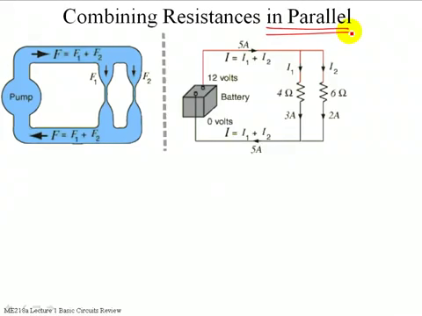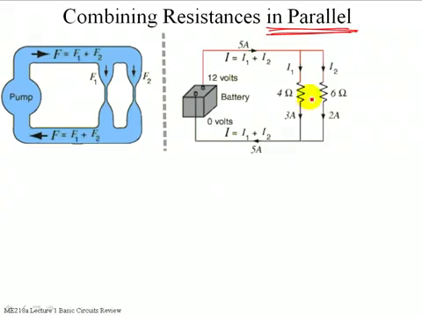Exactly. For two things to be in parallel, the same voltage has to appear across both of those elements. And so that's the basic requirement for two devices to be considered in parallel. The same voltage is going to appear across them. And we'll make use of that in analyzing what's going on.